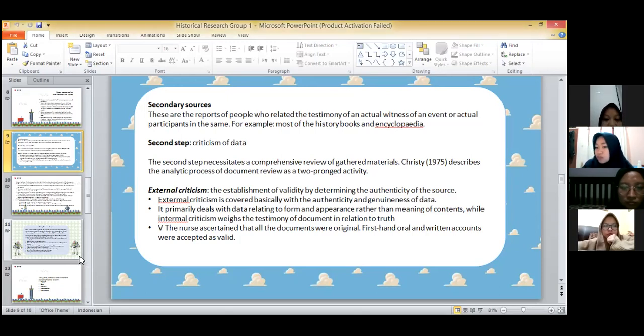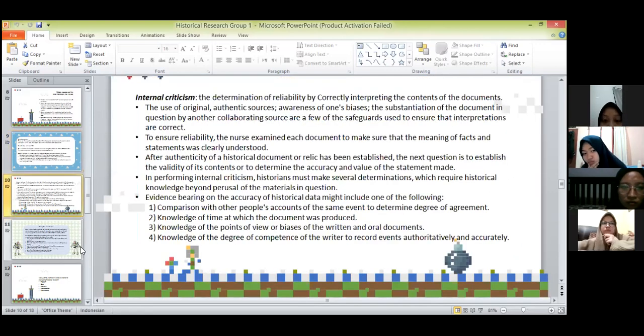The last is that the nurse ascertained that all the documents were original. First-hand, oral, and written accounts were accepted as valid. So the next is internal criticism: the determination of reliability by correctly interpreting the contents of documents.